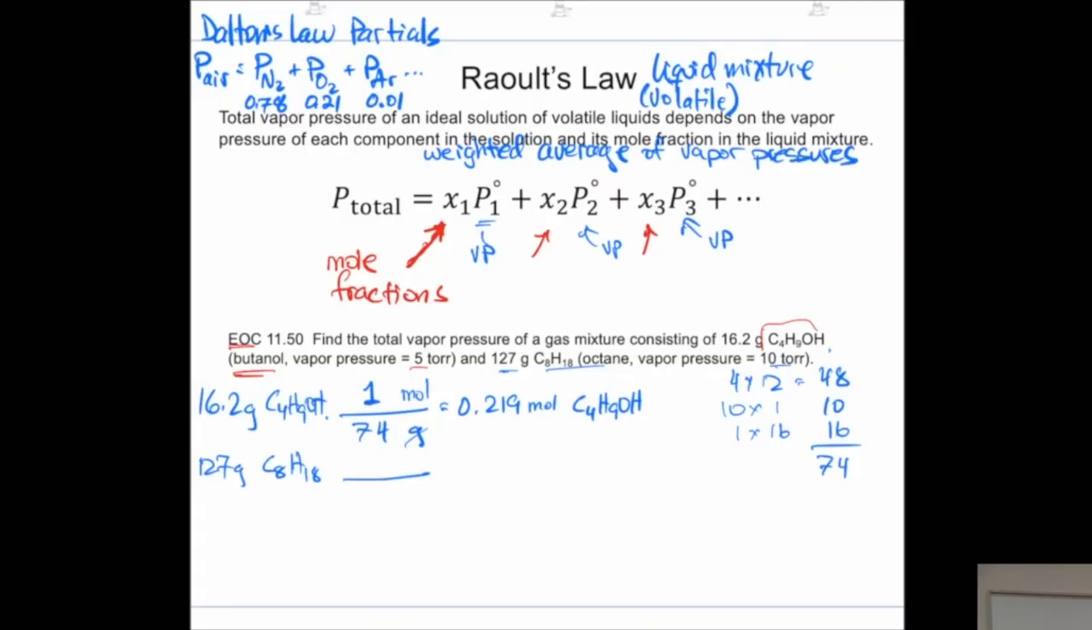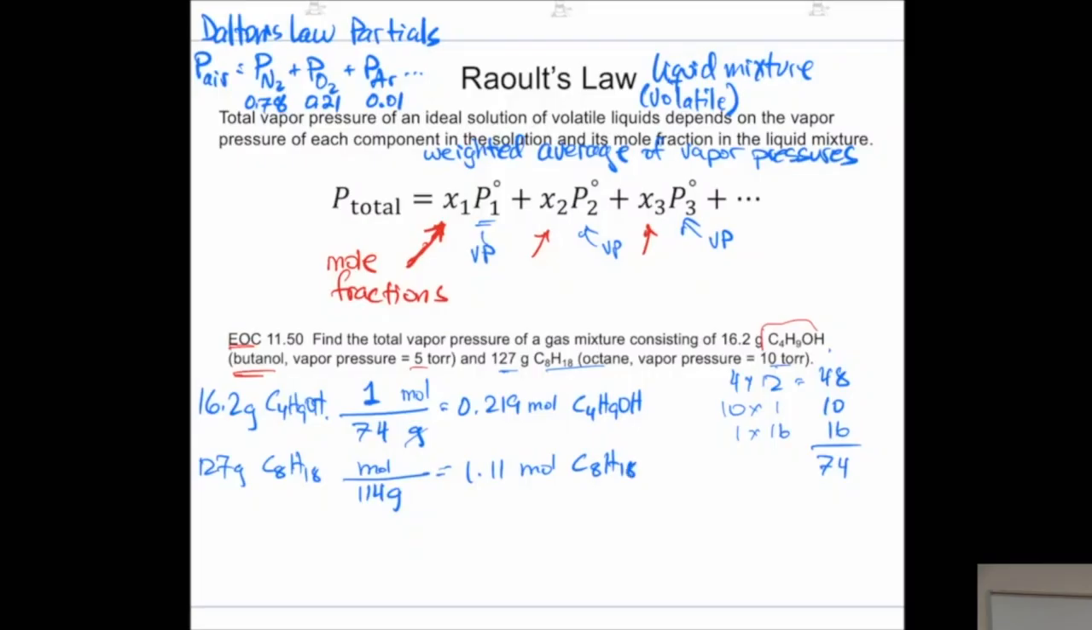Anyone else? That sounds right. I'm just glancing at my notes. Yep, 114. So 114 grams per mole. So how many moles do we have? 1.11 moles of C8H18. So now we need to get the mole fraction.